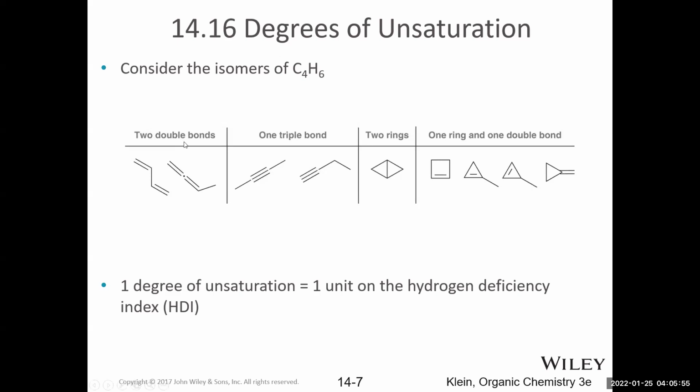which means that there are either 2 double bonds, or perhaps 1 triple bond, because each double bond is 1 pi bond, and a triple bond has 2 pi bonds. There could be 2 rings, or 1 ring and 1 pi bond, also known as a double bond. So these are all possible structures for constitutional isomers given this molecular formula. It would be really helpful to plug this into a calculation to figure out, oh, okay, I have an HDI of 2, so I know I have one of these 4 possibilities.